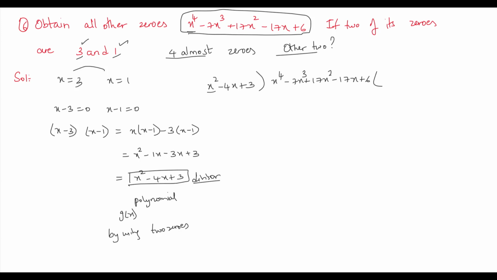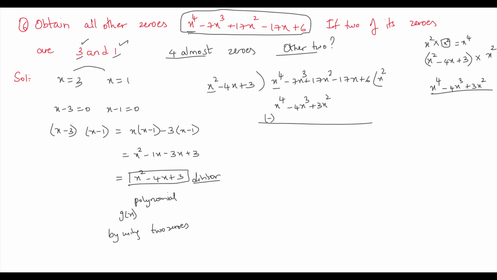First step is to compare x square with x power 4. So what should be multiplied to x square so that you will get x power 4? It is x square. Place that x square here. Then multiply the whole divisor by x square. x square into x square will give us x power 4, minus 4x into x square will give us minus 4x cube, plus 3 into x square will give us plus 3x square.